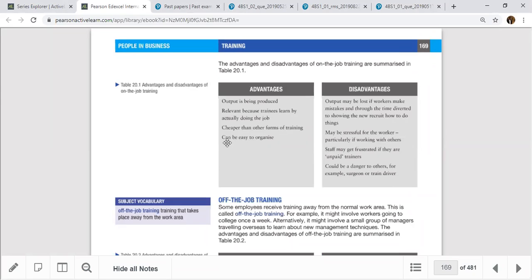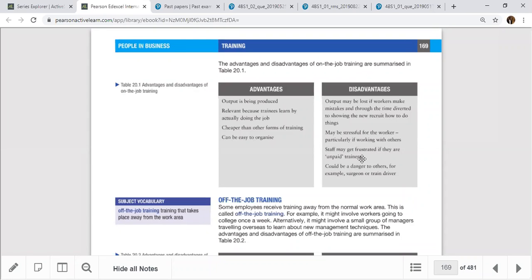However, the disadvantage of on-the-job training is that output may be lost because workers make mistakes, as they are new apprentices or trainees. Sometimes time is diverted to showing the new recruit how to do things. It will be time consuming and output may be lost during that time. It may be stressful for the worker when working with others, and sometimes stressful for the trainers also.